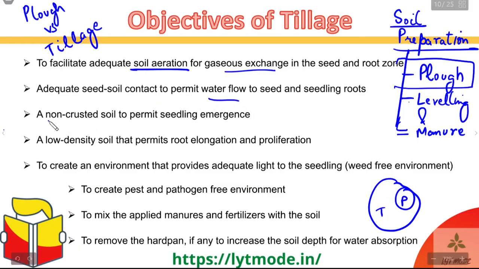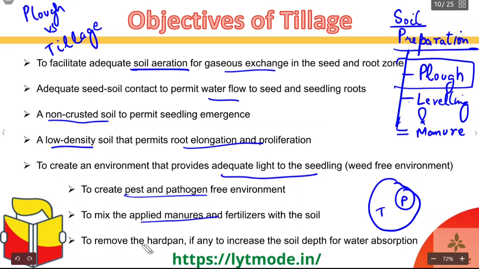Then non-crusted soil to permit seedling emergence, low density soil that permits root elongation and proliferation, to create an environment that provides adequate light to the seedling before it's germinated, to create a pest and pathogen free environment, to mix the applied manures and fertilizers, and to remove the hard pan of the soil, and if any, to increase the soil depth for water absorption.